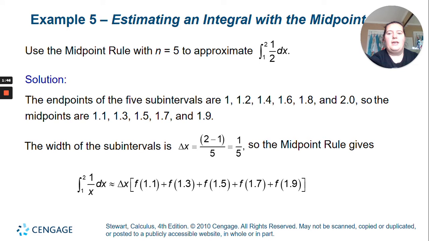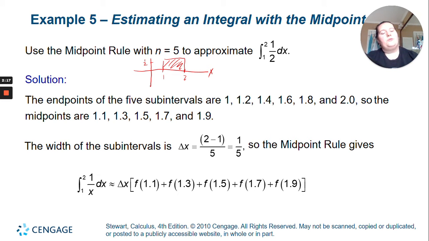So let's go ahead and do an example of this. Let's do n equals 5, so we're going to do 5 subintervals from 1 to 2 of 1 over x. Let's see what this looks like. We're approximating 1 over x from 1 to 2. So there is the area that we're looking for.